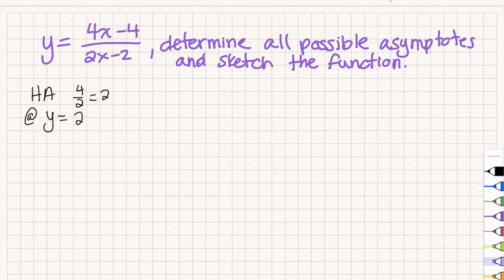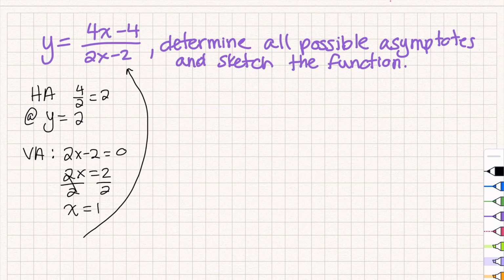Okay. Now for vertical asymptote, well, it says 2x minus 2, if we make that 0, x equals 1. However, what we can do here, notice, we can factor this. And I want you to notice what happens when we factor. So I have 4, and then x minus 1, 2, and then x minus 1. What do you notice?